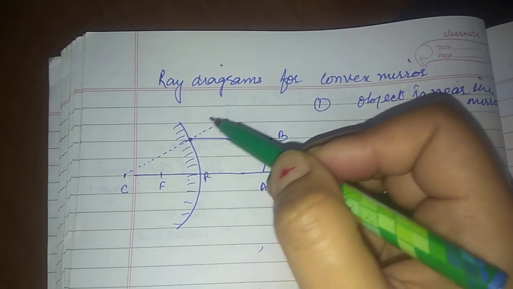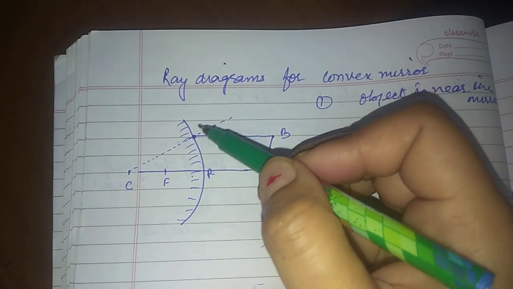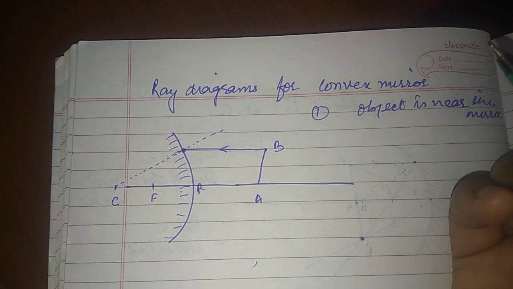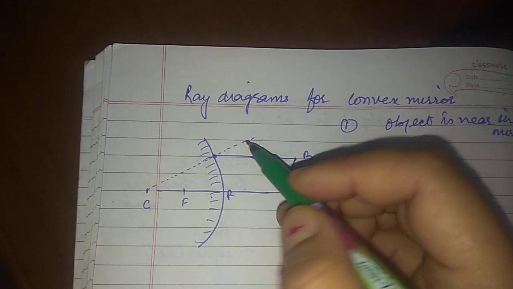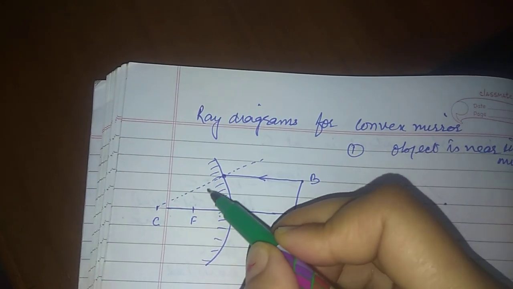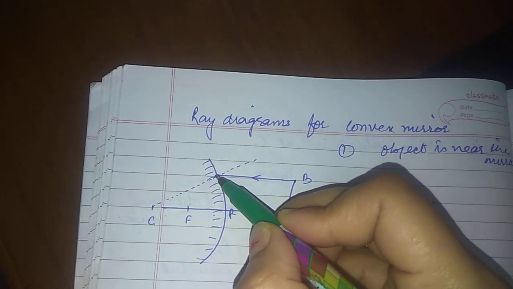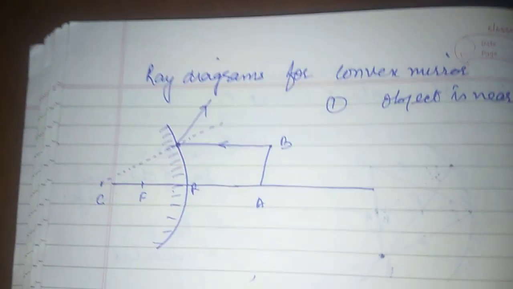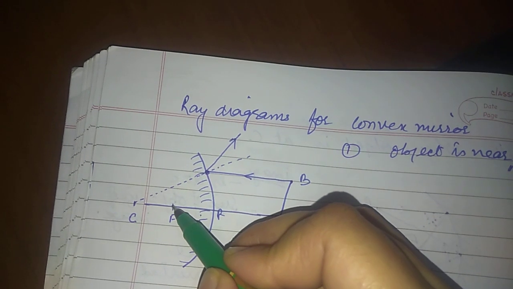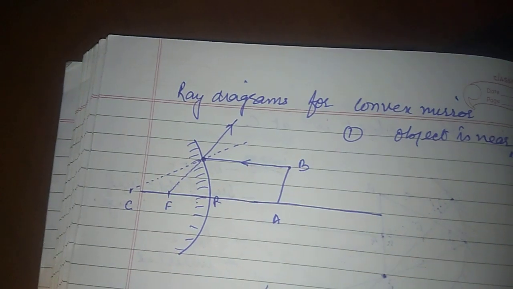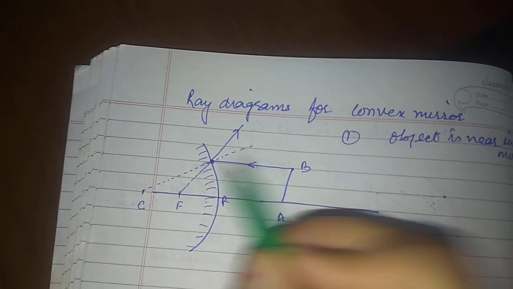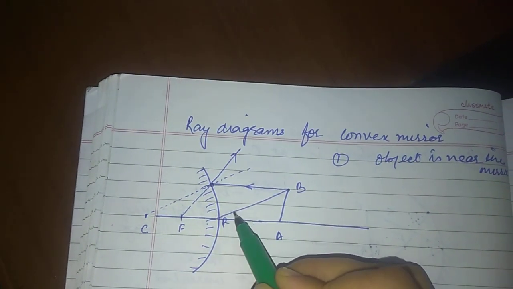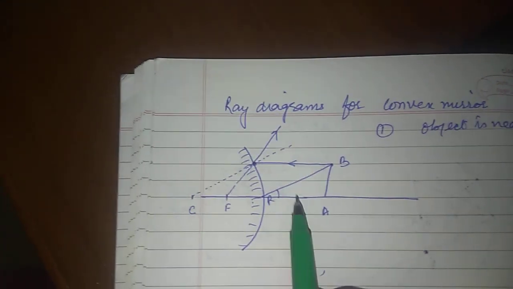So when you will extend it in this direction, it is not going to meet the principal axis at any point. So you have to extend the ray in the backward direction to find out the position. So we can draw it like this. Now you will extend them in the backward direction. You will see it will pass through the focus. So second point you can consider, this ray is going to fall on the pole.